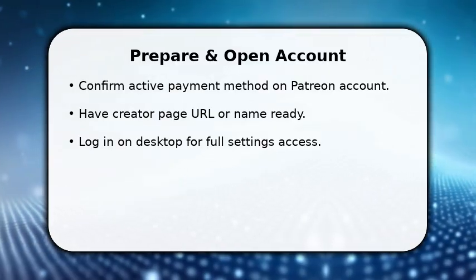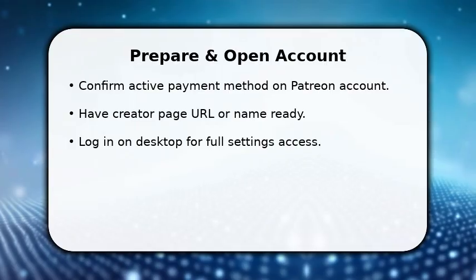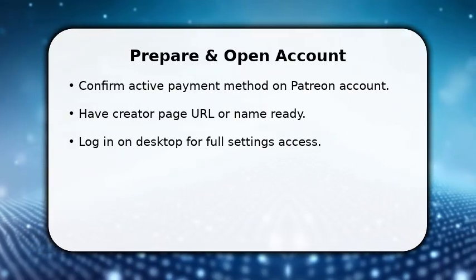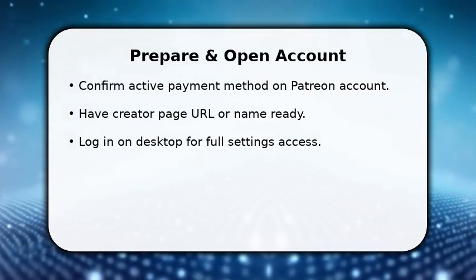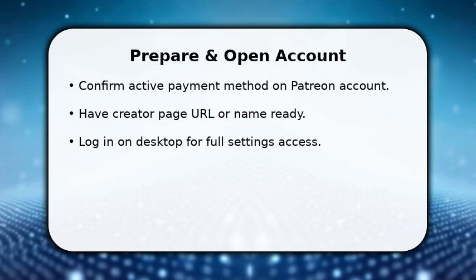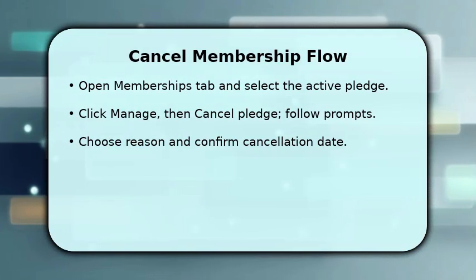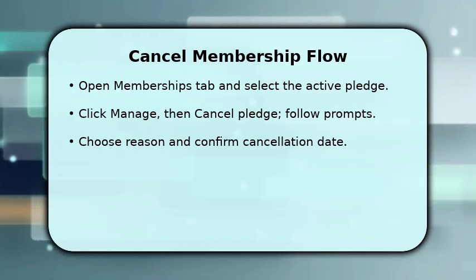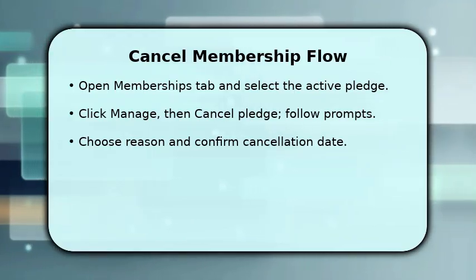Then open Settings, choose Memberships, and locate the active pledge. That first click begins the cancellation flow and prevents a mistaken refund delay. Once you're in Memberships, find the active pledge and click Manage to reveal cancel options. Patreon lists the exact renewal date, so you know when billing stops.